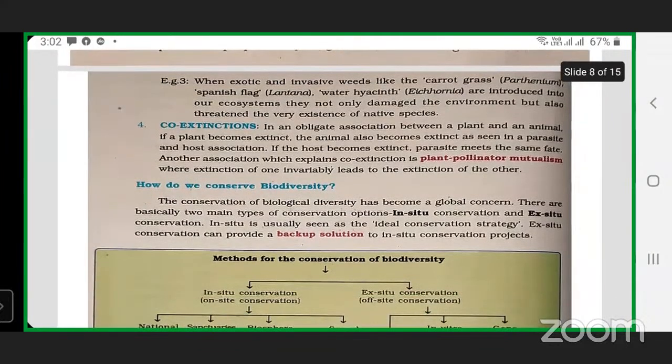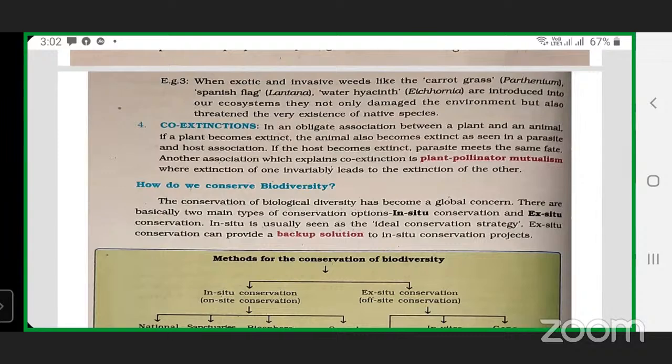How do we conserve biodiversity? As we see biodiversity is diminishing, how can we conserve it? By which way we have to conserve it? There are two methods to conserve biodiversity. Conservation of biodiversity by two methods.